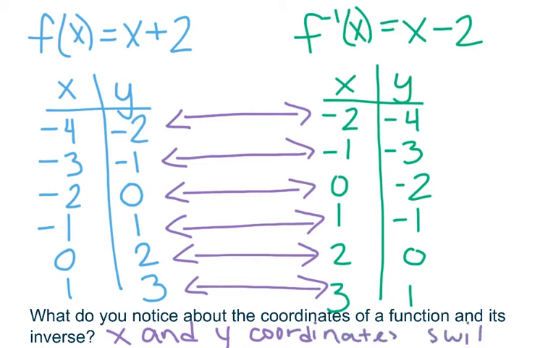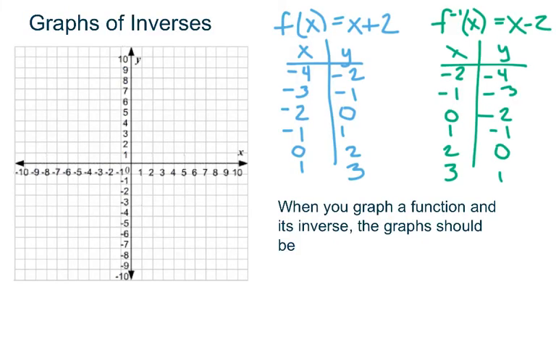That happens anytime you are dealing with inverses. The x and y coordinates are always going to switch. So if it was negative 4, negative 2, it will now have a point of negative 2, negative 4. That's just a really easy way to check yourself.